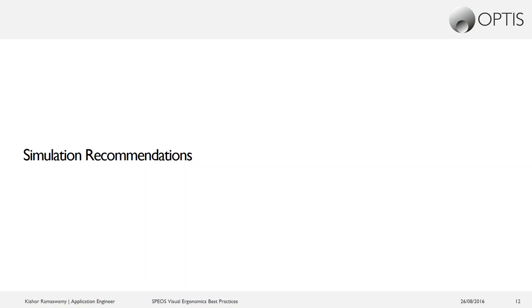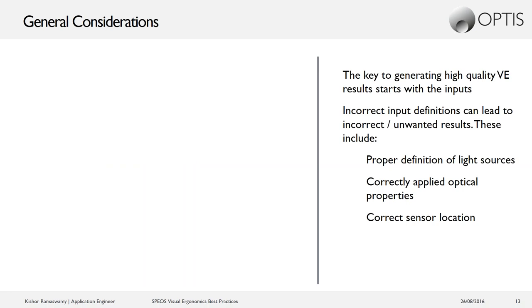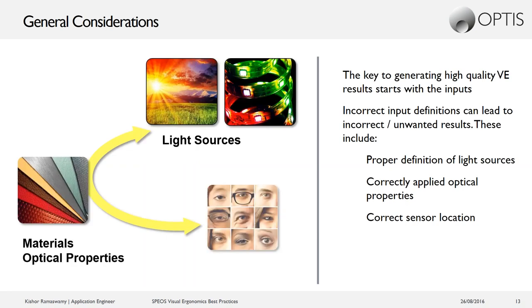So next, we'll go over some general simulation recommendations before going into the specifics of either interior or exterior lighting. So the key to not only VE simulations, but really any video simulation, is to have correct input definitions. So not having the correct inputs will lead to results that are either incorrect or that don't appear to be nice. So this includes everything from the definition of the light sources to correctly applying optical properties to correct sensor location. All three of these are extremely important, especially for VE simulations.